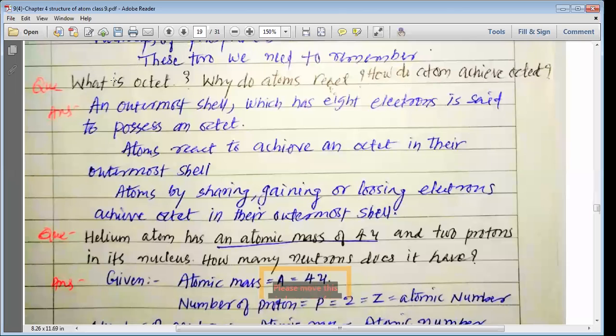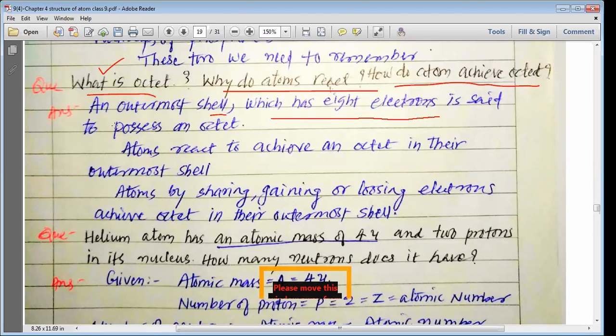Now let's move on and understand the next point. The next point says: what is an octet, why do atoms react, and how do atoms achieve an octet? These three things we want to understand. So first, understand what an octet is. An outermost shell which has 8 electrons is said to possess an octet. We know that in the outermost shell we can fill a maximum of 8 electrons. So an outermost shell which possesses 8 electrons is said to have a completed octet, or it possesses an octet.